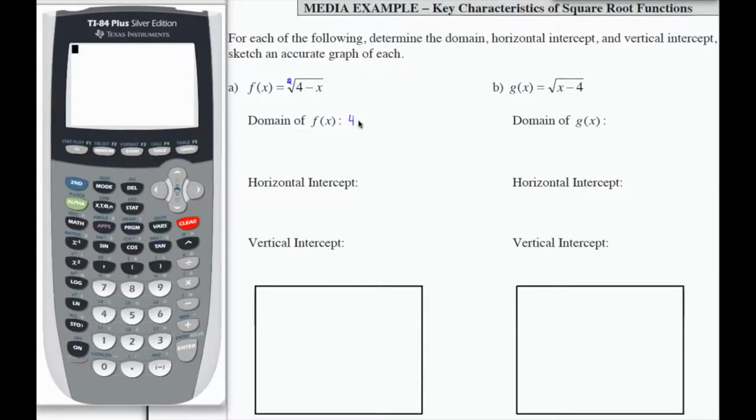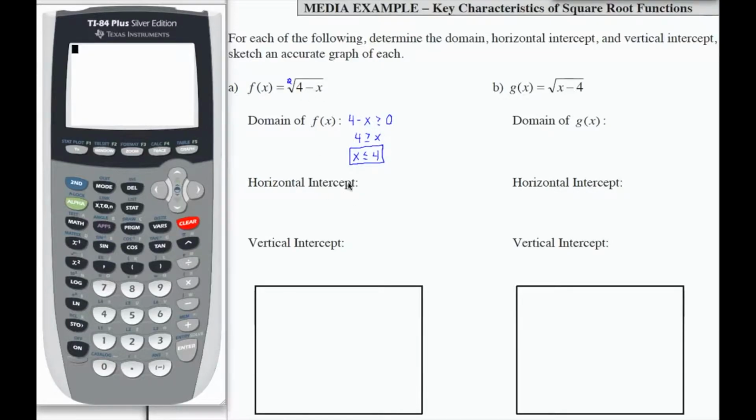So the domain is going to be 4 minus x greater than or equal to 0. I want whatever is under the radical to be greater than or equal to 0. To solve this inequality, I'm going to add x to both sides. That's going to give me 4 is greater than or equal to x. If I rewrite the order on this inequality, that is the same thing as x is less than or equal to 4. So this is one way to write the domain for this function.